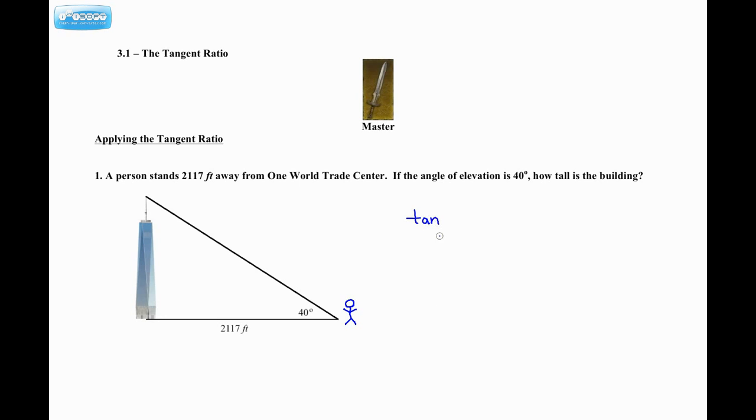and by definition, the tangent of 40 degrees, okay, that is equal to the opposite. Well, the opposite is actually the height of the building. So I will label this height as, I don't know, h. H for height. Okay. Divided by the adjacent. Okay. The adjacent is the distance the person is standing away from the building. Okay. Well, all we have to do now is solve for h.